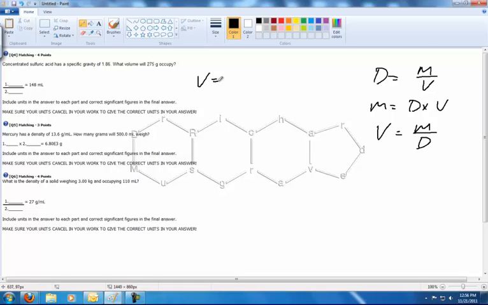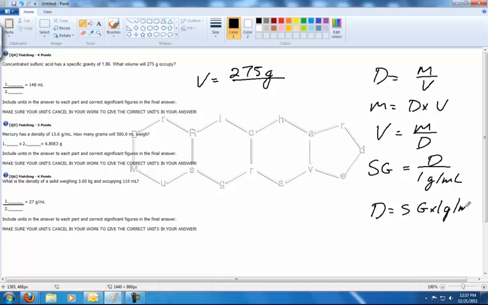So we know that volume is going to equal the mass divided by the density, so it's going to be 275 grams for the mass. The density, we're not given the density, we're given a specific gravity. And what we know about specific gravity is it's equal to density divided by the density of water. So the density of the object divided by the density of water. So if we wanted to figure out what the density would be, it would be specific gravity times 1 gram per mil. So we got 1.86 as being the specific gravity, which makes the density 1.86 grams per mil.